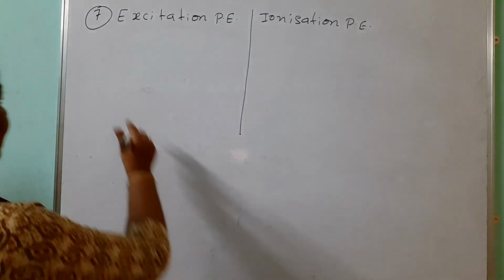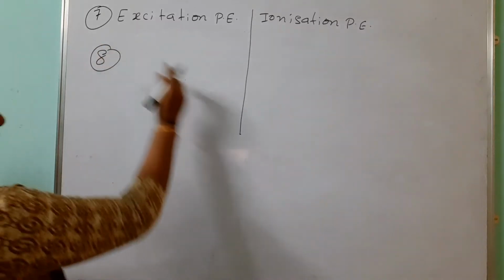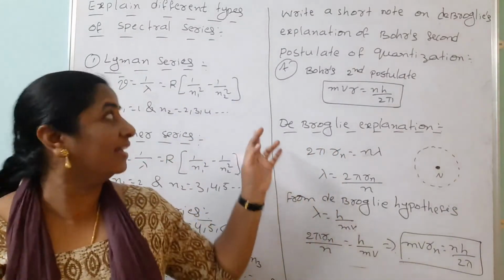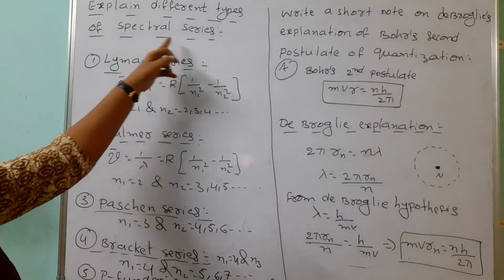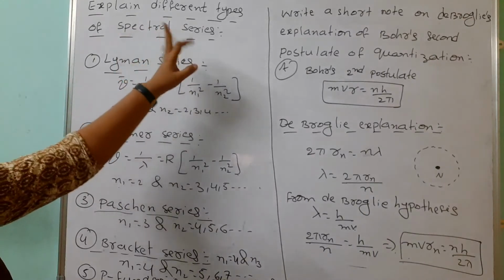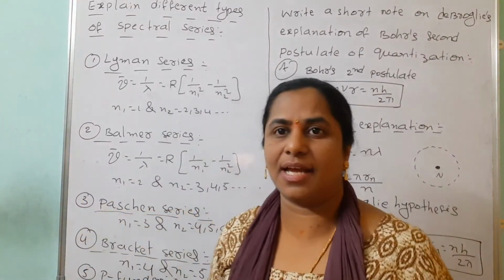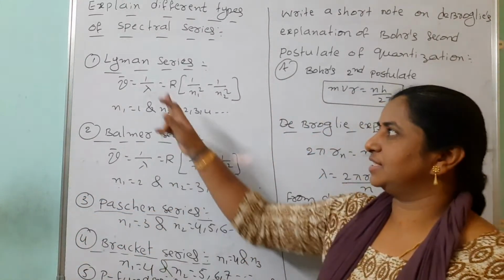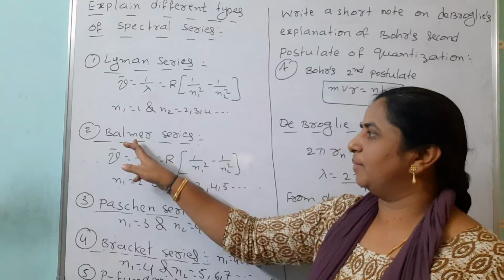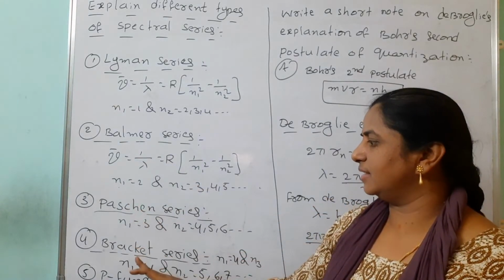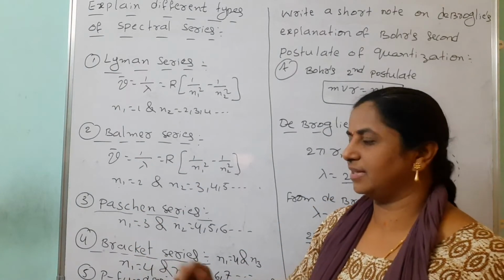Then our next short answer question is, very short answer, explain the spectral series. Explain different types of spectral series of hydrogen atom. You know that hydrogen atom has 5 spectral series. The first one is the Lyman series, Balmer series, Paschen series, Brackett series, and Pfund series.